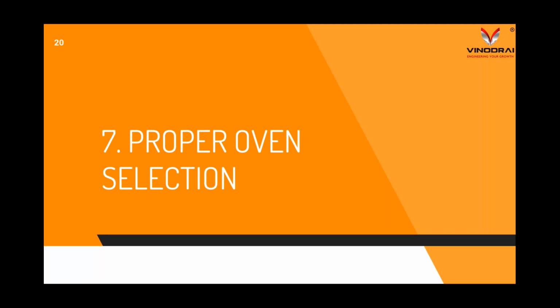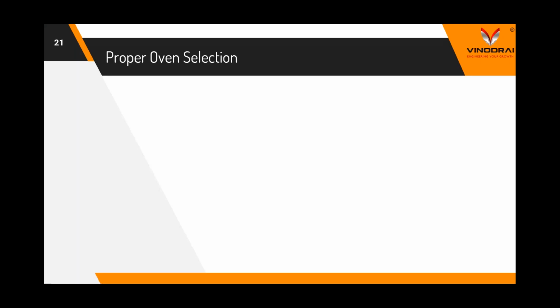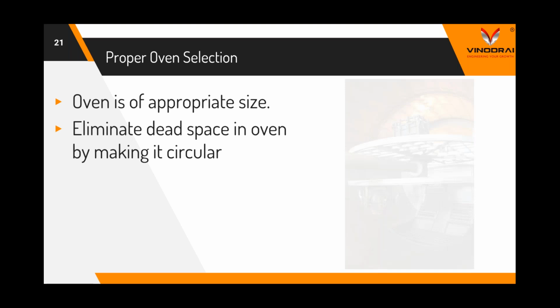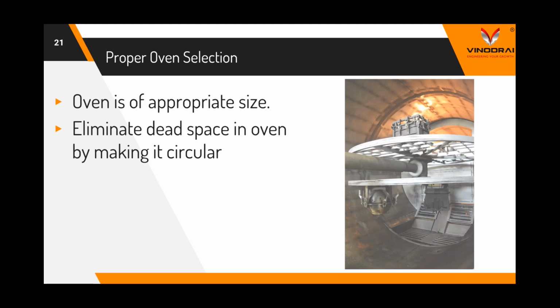Let us move on to the next point, which is proper oven selection. Usually this is done in the beginning, but even if you have 3 or 4 machines, when you are deciding where you need to put this mold, your mold needs to be put in an appropriate oven size. A too small mold in a very big oven might not result in fuel efficiency. Also, eliminate dead space in the oven, making it circular so that there are no extra corners or dead corners where unnecessary or unused air is being heated for no reason. That would increase your fuel consumption.